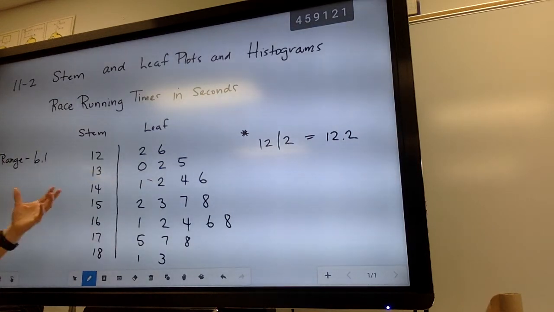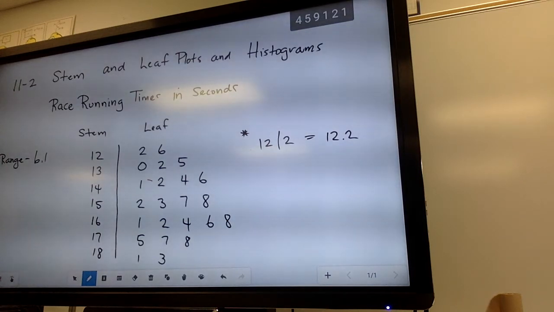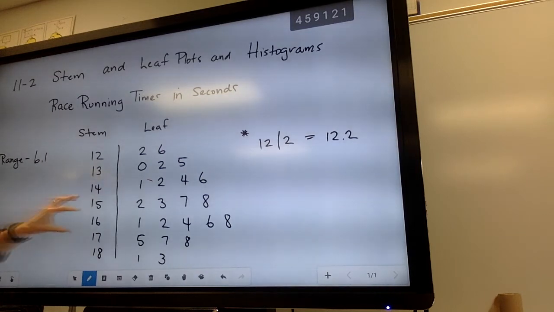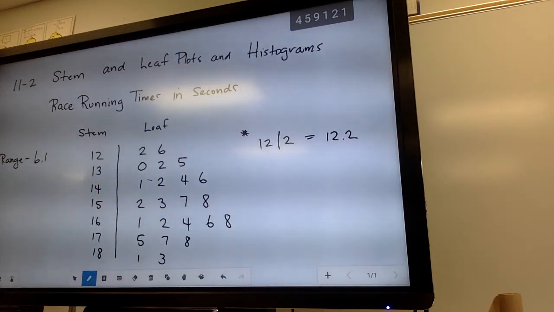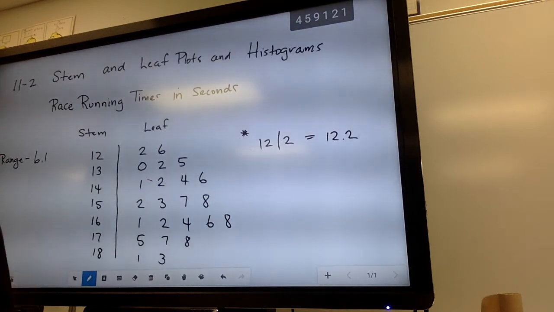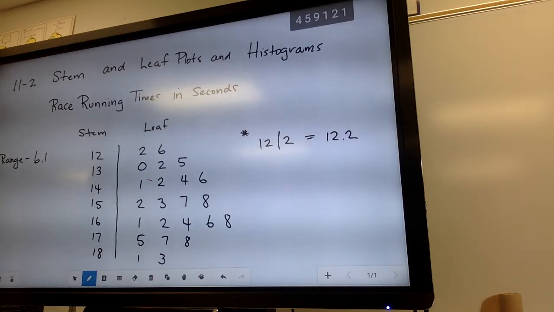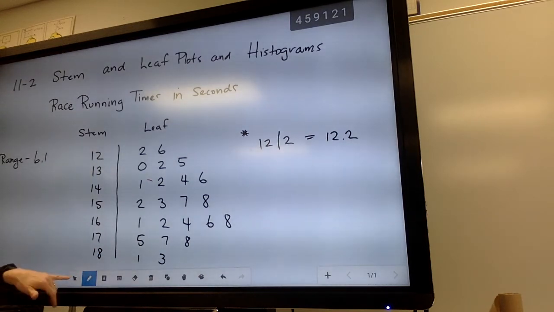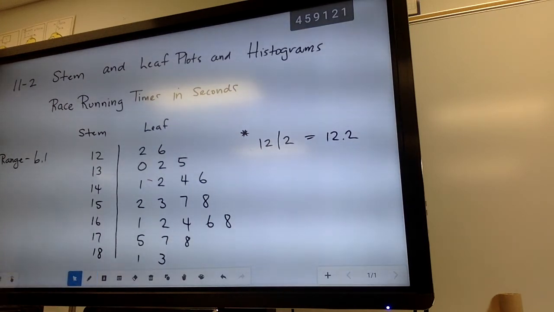This is one way to organize it. Okay, what it might tell you is where is the bulk of your times? Where are the majority of people running? 15, 16 seconds maybe is what you could see from that. There's different times where a stem and leaf plot would be a better choice of graph than some other things. But you can get some things off of this. Okay, so you're going to be making a stem and leaf plot. Now, what's a histogram?